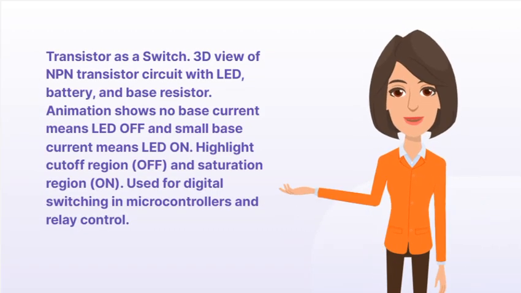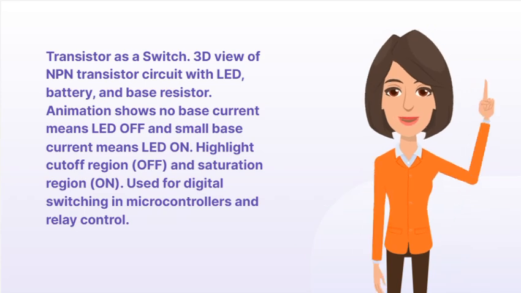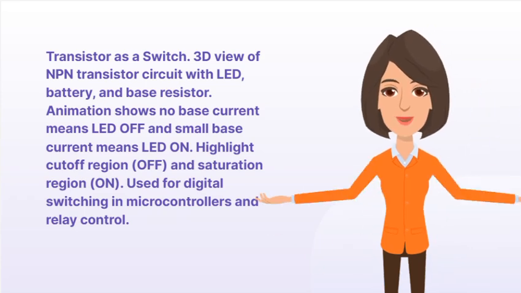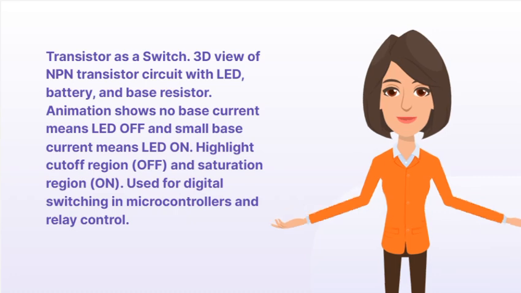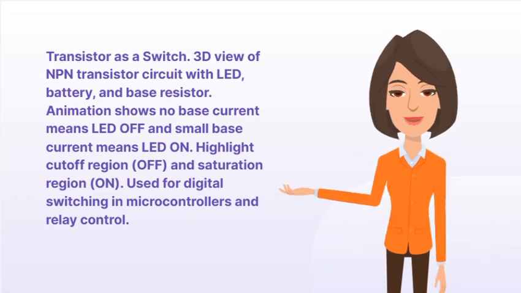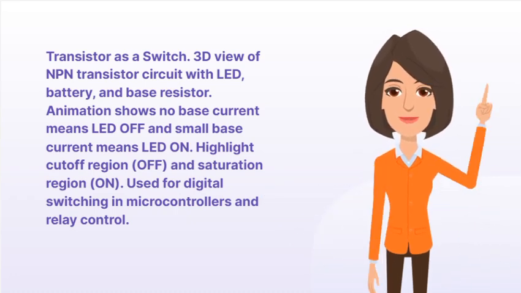When there is no base current, the LED is off. A small base current turns the LED on. This demonstrates cutoff and saturation regions. This switching is used in microcontrollers and relay control.